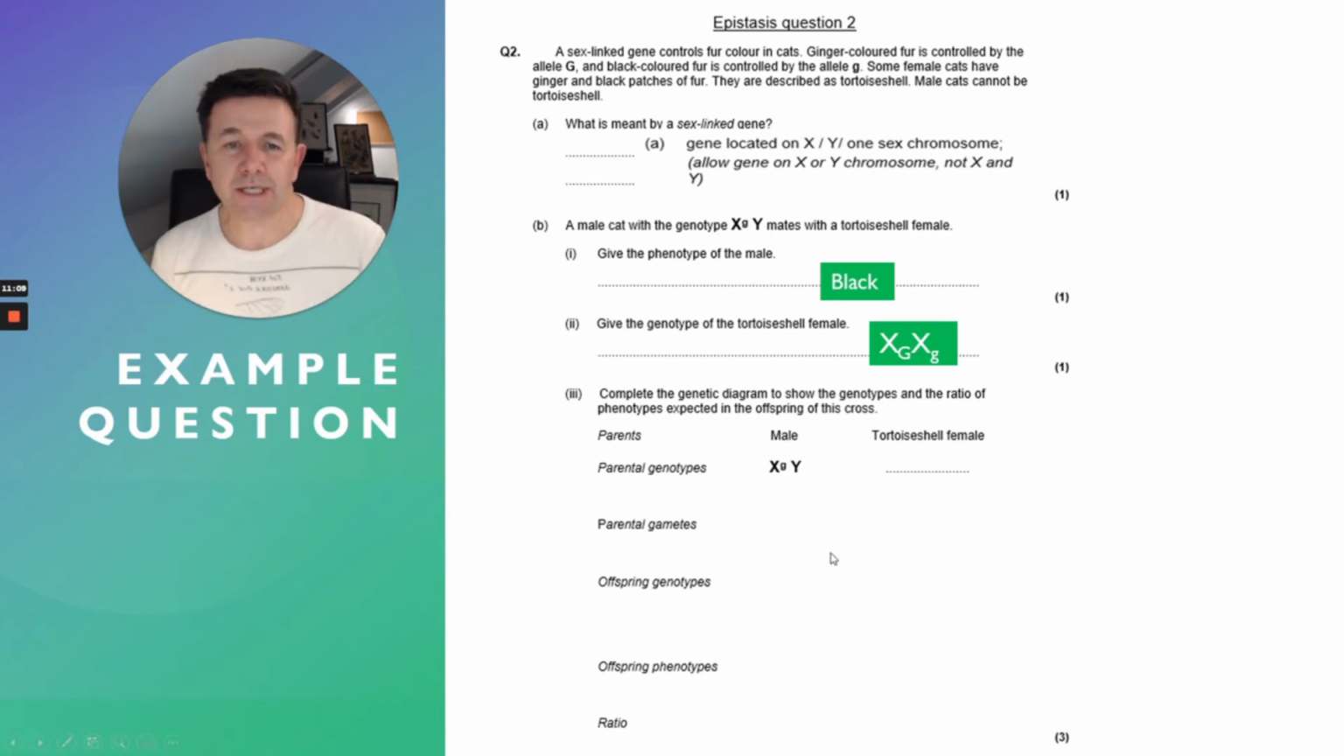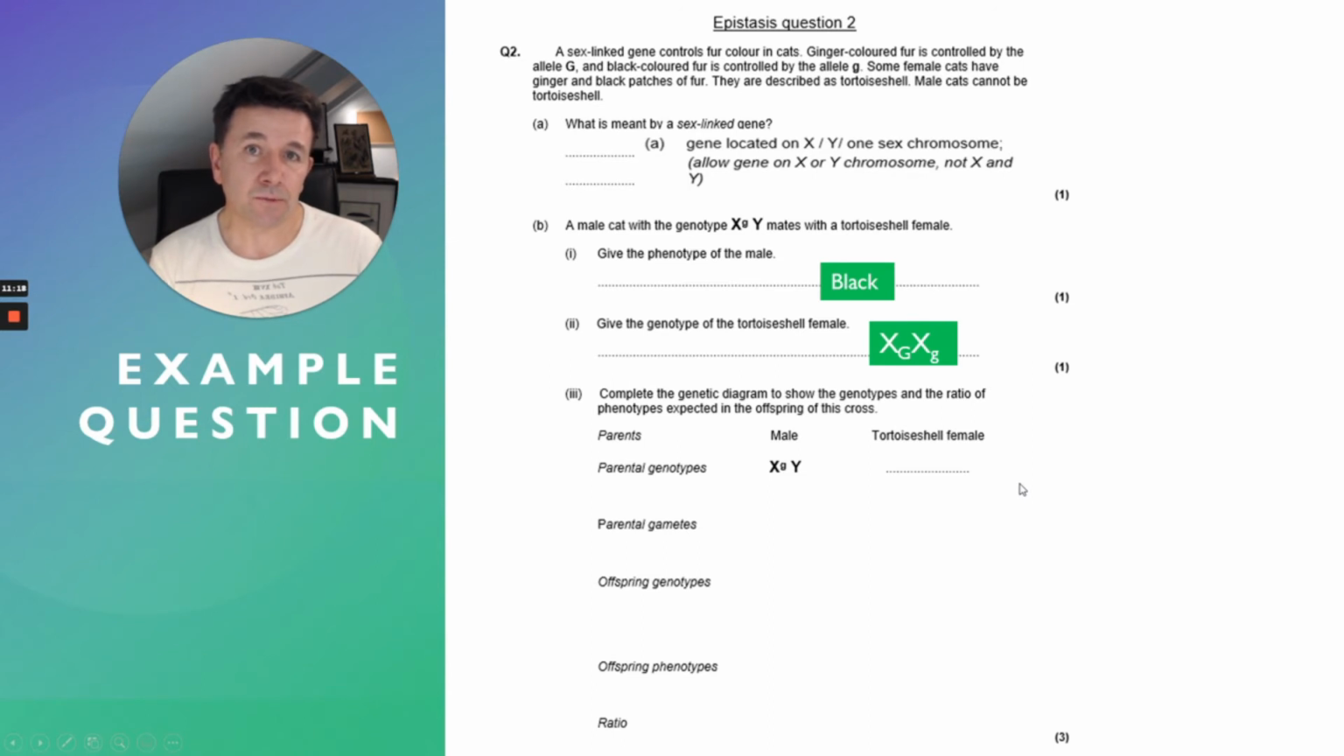Then it says complete the genetic diagram to show the genotypes and the ratio of the phenotypes in the offspring of the cross. So we'll go again to the whiteboard.